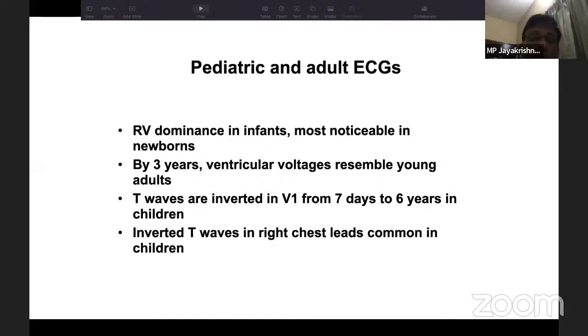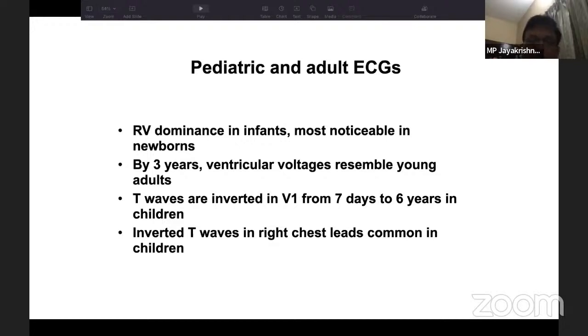There are certain important changes, like T waves being inverted in V1 from about 7 days of life to 6 years in children, because at the time of birth, the T waves are upright like what we see in an adult. But the change from the upright T waves to the inverted T waves takes place between 4 and 6 days of life. After 7 days, it is inverted till about 6 years of life. So any child between 7 days of age and 6 years of life, we expect the T waves to be inverted in V1.